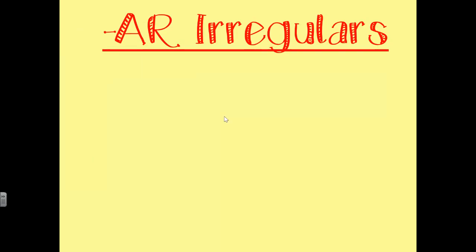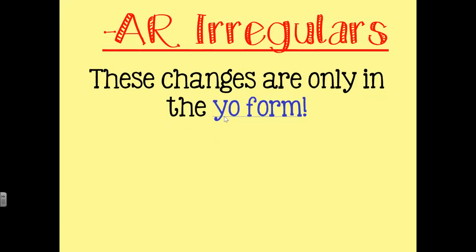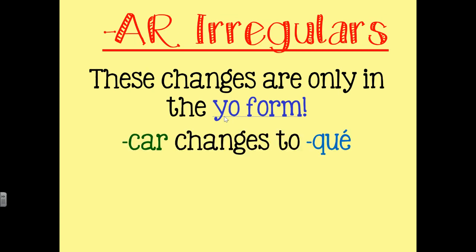All right, now we're going to get into an extra step. On top of adding our new endings, -é, -aste, -ó, -amos, -aron, there are a handful of words that are considered irregular with the AR verbs. These verbs only change in the yo form. So no other subject pronoun would have this kind of spelling change that you're about to see.